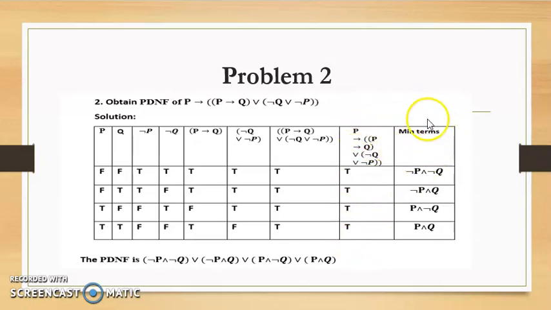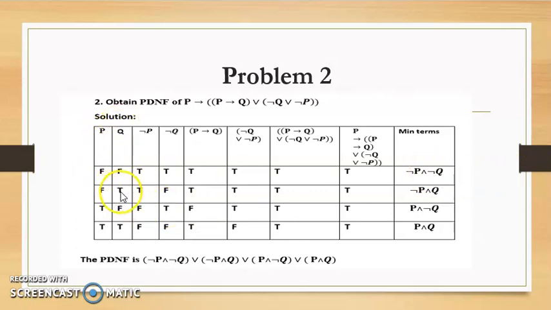So now we want to find the min terms. We have to select all the T's only. The truth table has only T's. Since all the values are T, we have to see P and Q. So it is false and false. So we write not P and not Q. That is your min term.